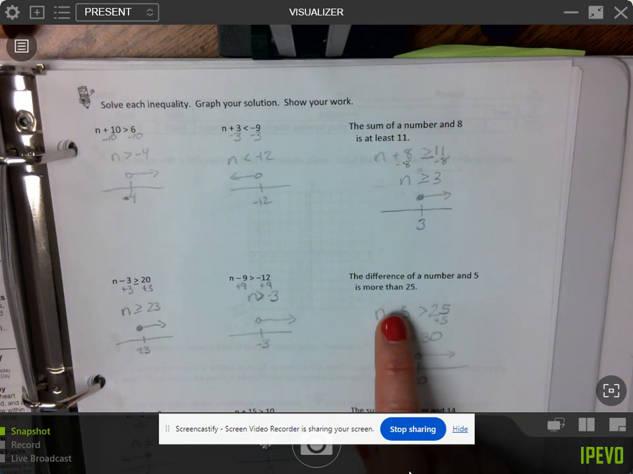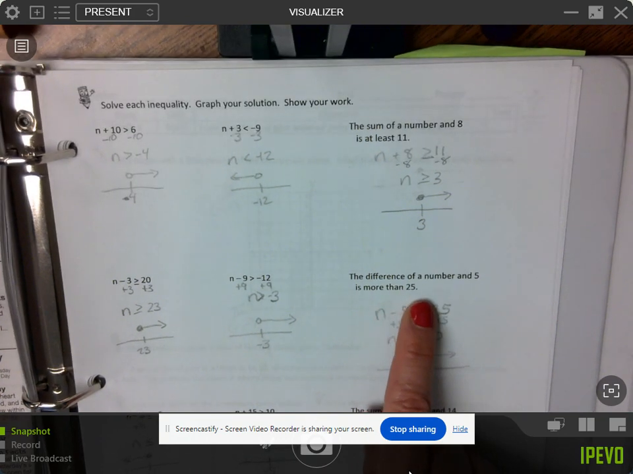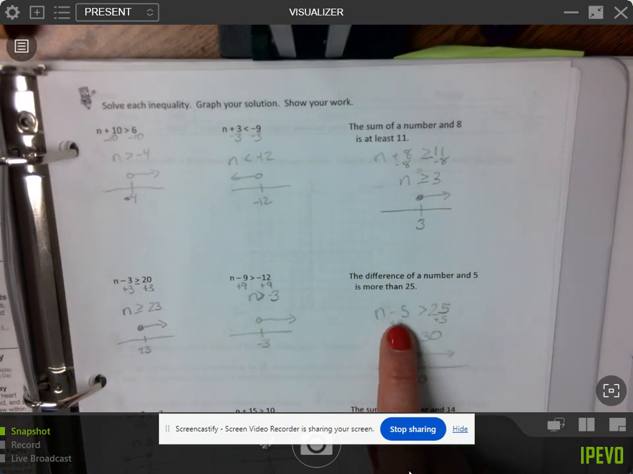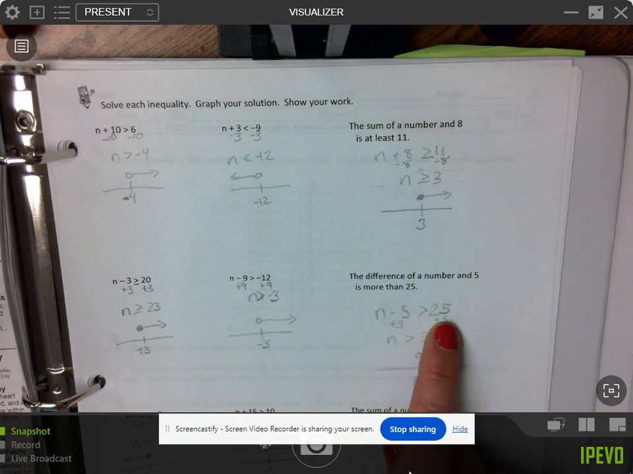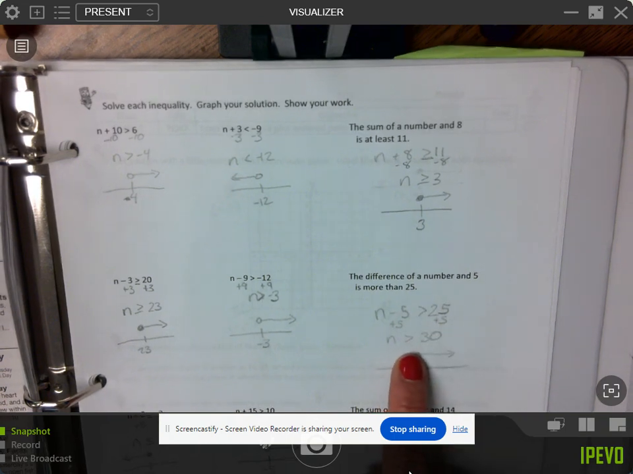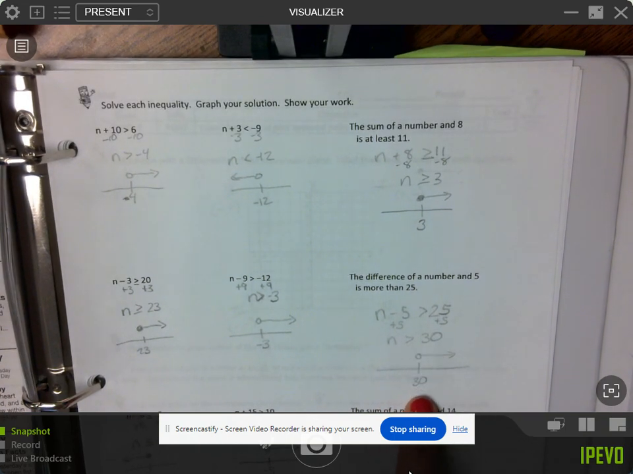The last one, the difference, so subtracting a number and 5 is more than, greater than 25. So N minus 5 is greater than 25. N is greater than 30. So I have a 30 on my number line. My circle is open because it is not equal to, and we are pointing to the right because it is greater than. Any questions on how I got any of those numbers?